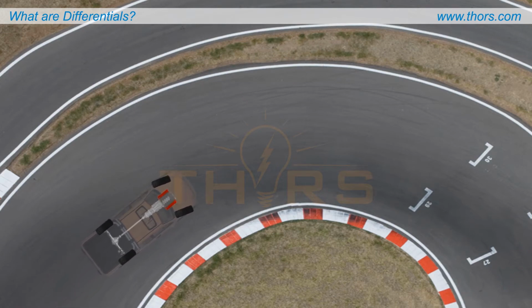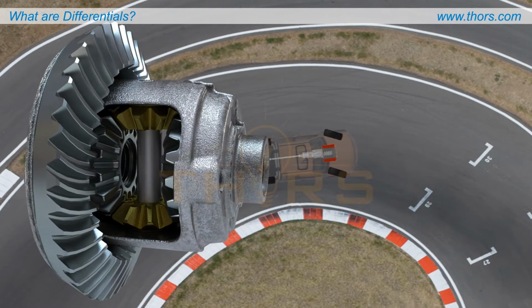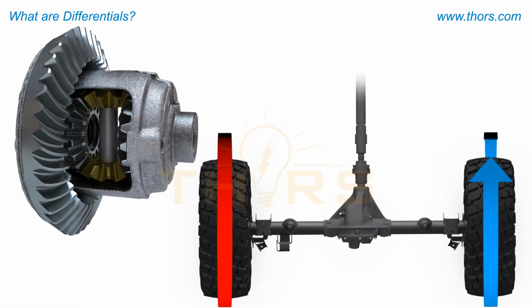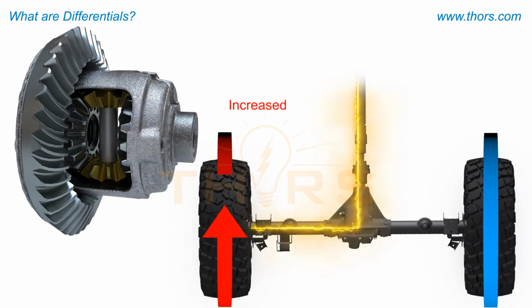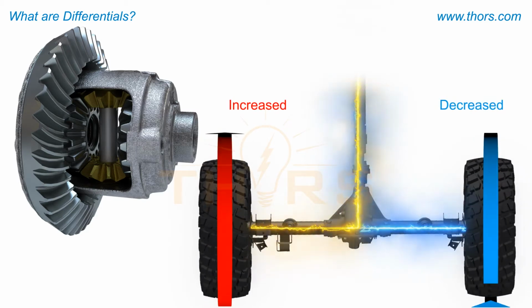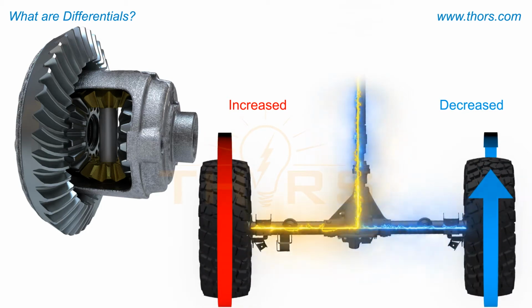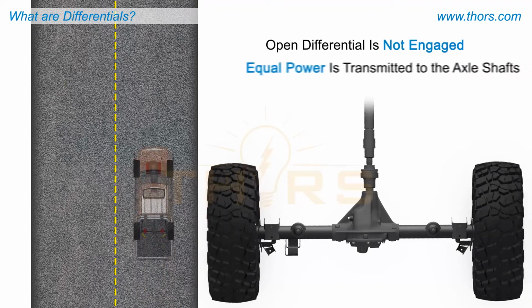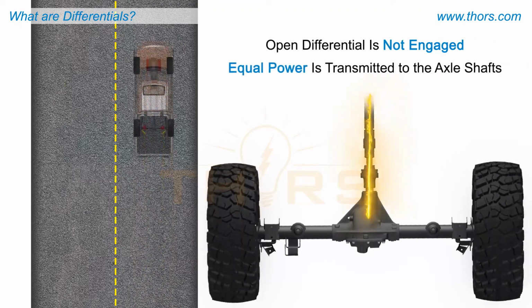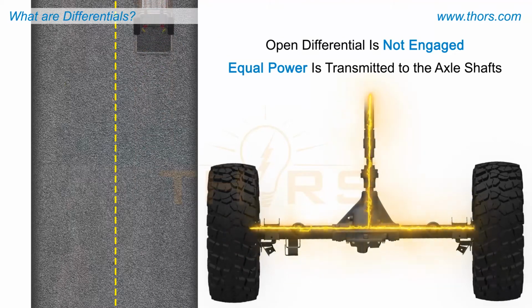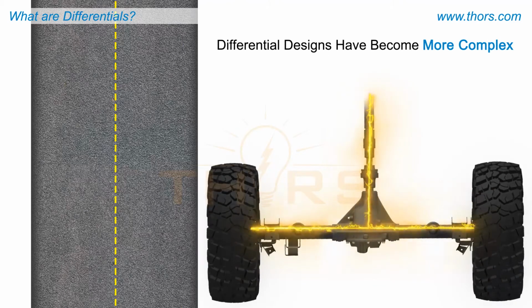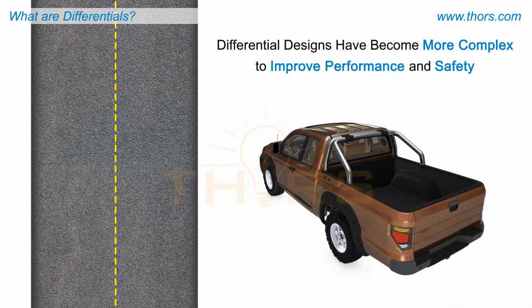To mitigate skidding while making a turn, an open differential was invented. The open differential allows the vehicle to differentiate the speed of the tires when making a turn by increasing the speed of the outside tire while simultaneously decreasing the speed of the inside tire. When a vehicle is traveling in a straight path, equal amounts of speed and torque are transmitted to the axle shafts. With technological advancements, differential designs have become more complex to improve performance and vehicle safety.